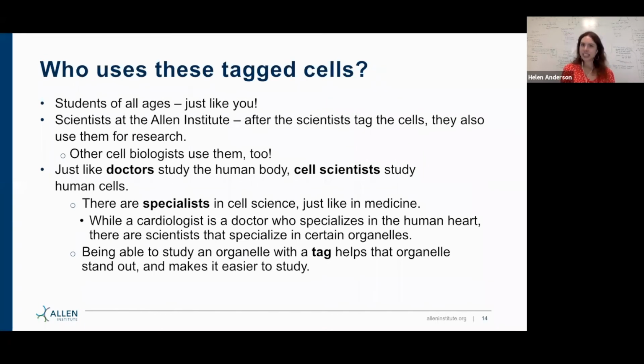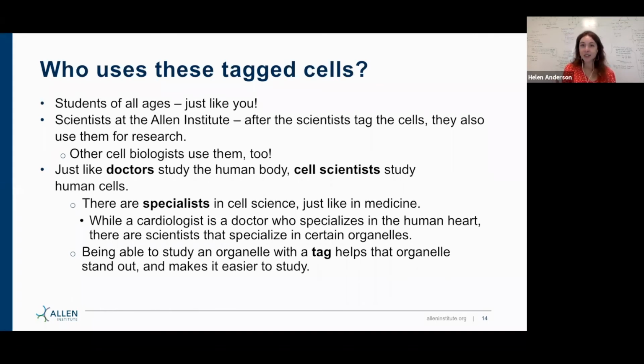Now, who uses these tagged cells? Once we've made a tagged line and we've taken our pretty pictures, what do we do with it next? Well, students of all ages can use tagged cells to study. It's helpful to look at the pictures in a textbook that have been hand drawn, at the illustrations that we saw before, the beautiful orange golf ball filled with neatly labeled structures. But it's also really helpful to see images of real live cells.